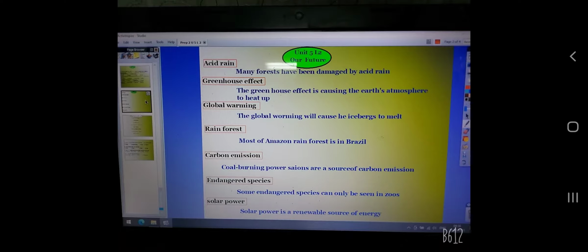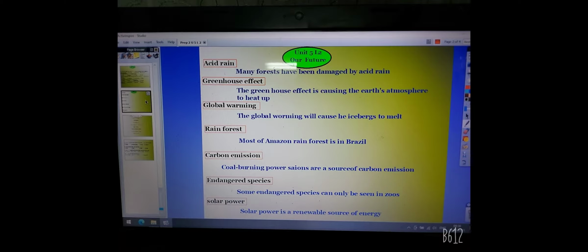Let's complete number 4, rainforest. Rainforest is a tropical forest with tall trees that are very close together, growing in an area where it rains a lot. For example, most of the Amazon rainforest is in Brazil.